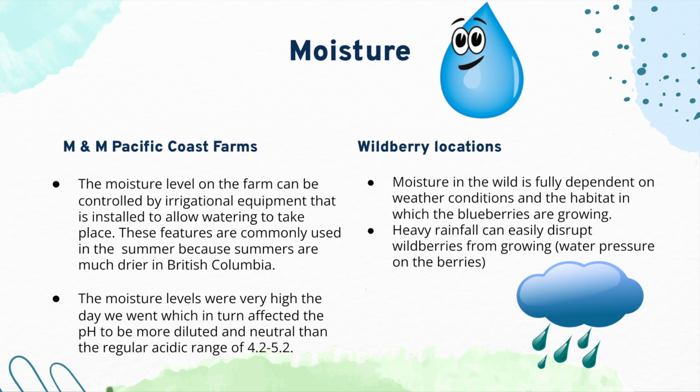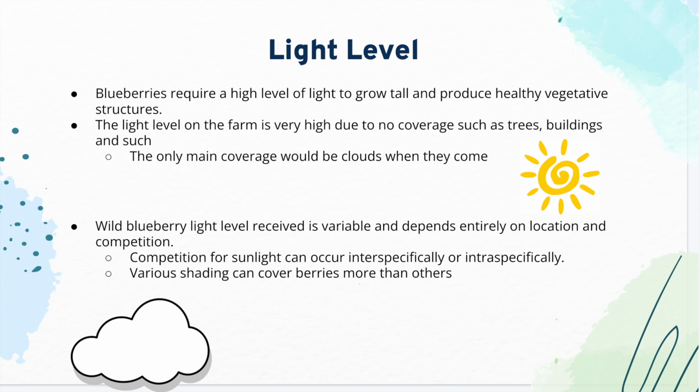Moisture in the wild is fully dependent on weather conditions and the habitat in which the blueberries are growing. The blueberries will receive varying levels of water depending on the weather patterns and rainfall levels in the area that they are growing in. Blueberries require a high level of light to grow tall and produce healthy vegetative structures.